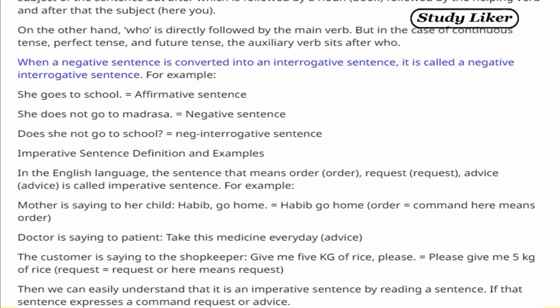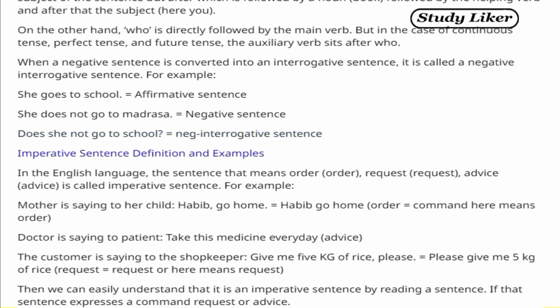When a negative sentence is converted into an interrogative sentence, it is called a negative interrogative sentence. For example, she goes to school equals affirmative sentence. She does not go to madrasa equals negative sentence. Does she not go to school equals negative interrogative sentence.